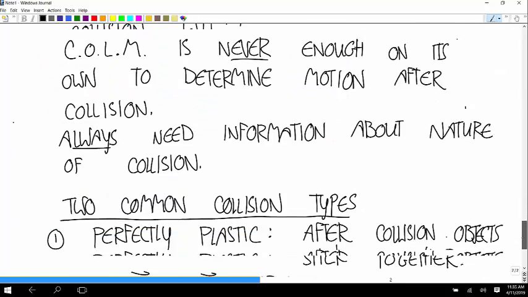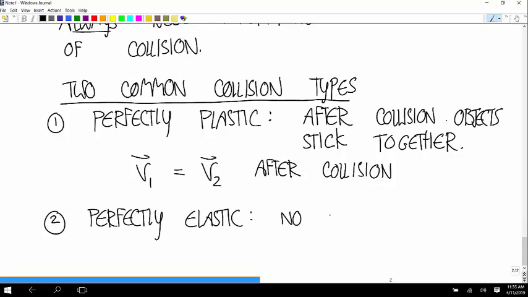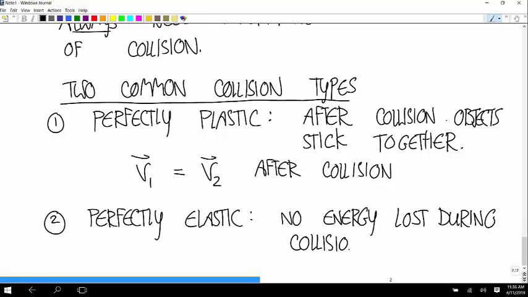And then the other pretty common type is perfectly elastic. And perfectly elastic means no energy is lost in the collision. And for that to happen, the objects have to bounce apart.